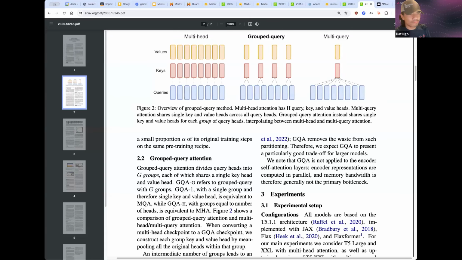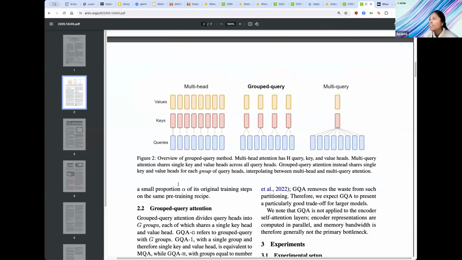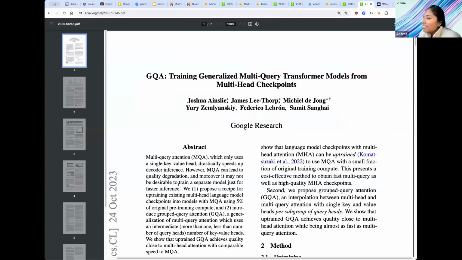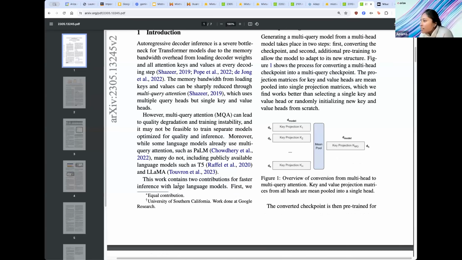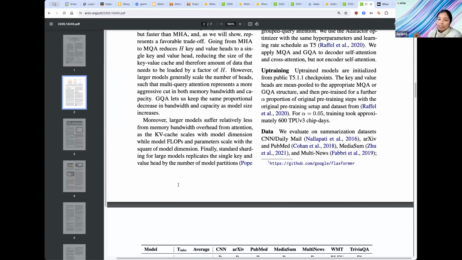So this has actually been around, these types of different attention methods. I don't know exactly when this paper was released, but Mistral references this paper in its references, so this has definitely been around.